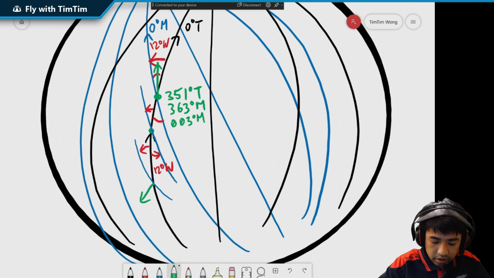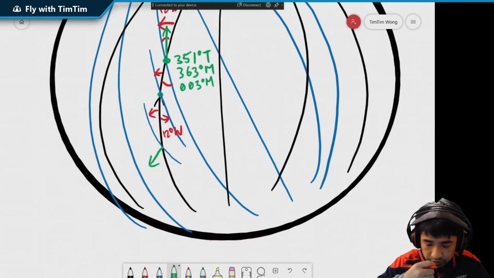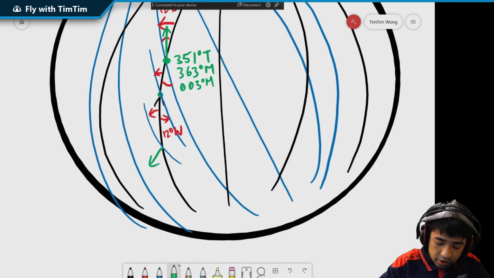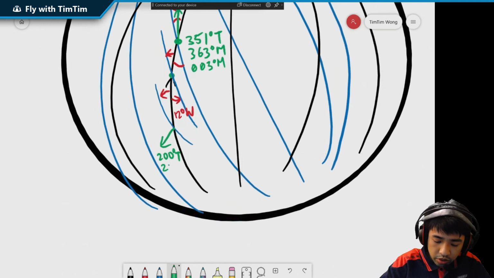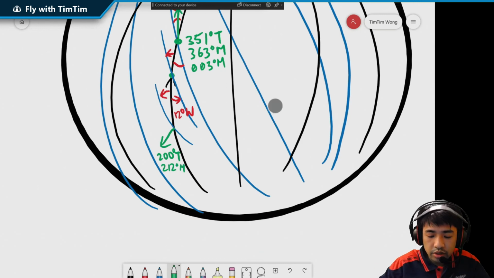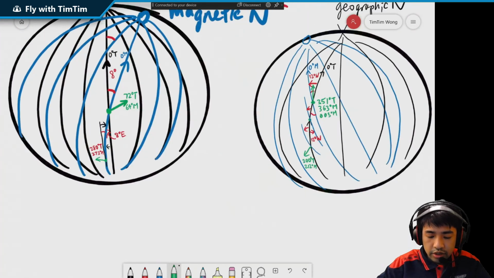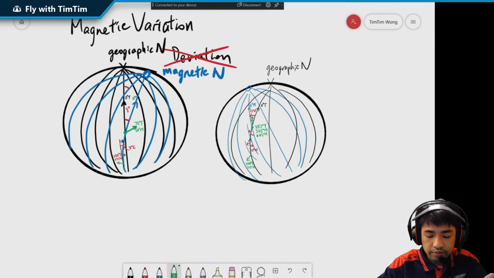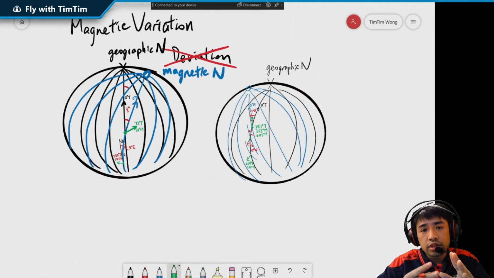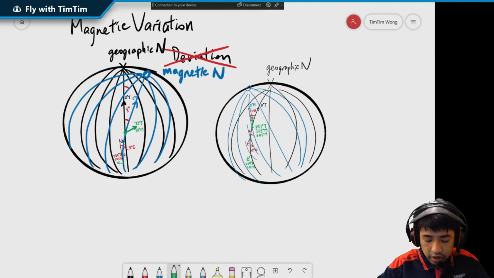Okay. So another example. What would be this heading? Maybe 200 degrees true, with a magnetic variation of 12. So that's 212 degrees magnetic. So if you look at that, for east variation, subtract the number from the true heading. For west variation, add the number to the true heading.